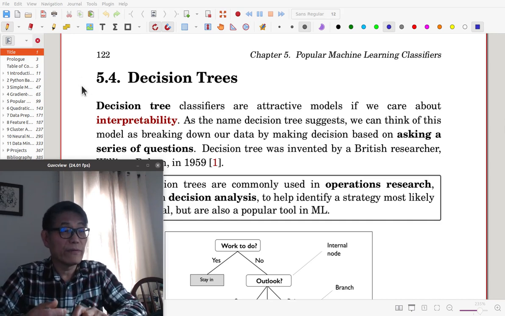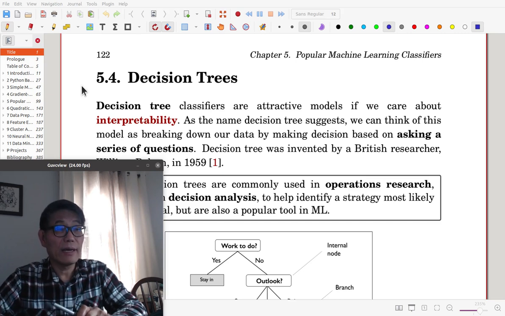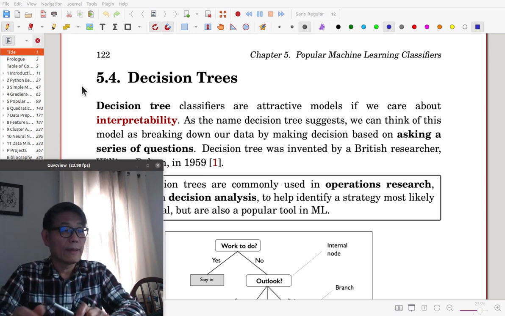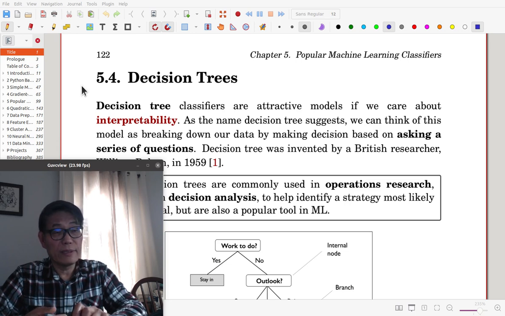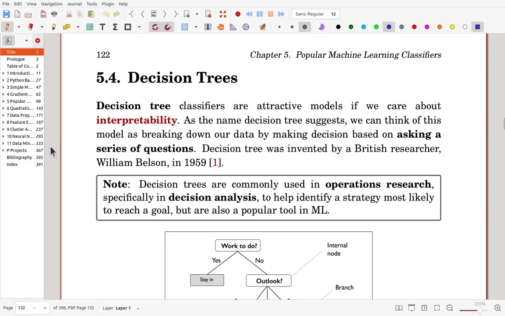Section 5.4, decision trees. Decision tree classifiers are attractive, particularly when we care about interpretability. With the algorithm, we can see details of decisions and classification. As the name suggests, we can think of this model as breaking down the data by making decisions based on asking a series of questions.